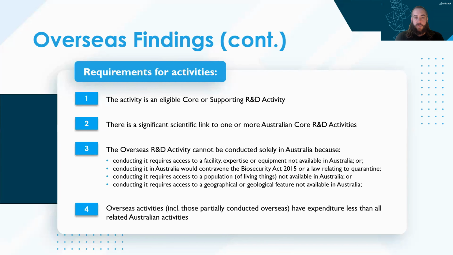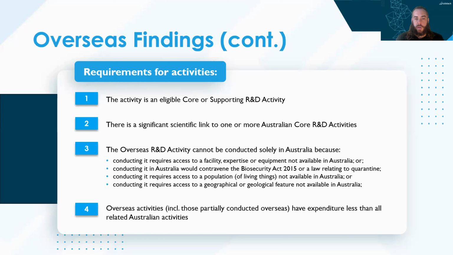So where you have an overseas activity, you must demonstrate, if you want to apply for a finding, these 4 requirements. Number 1, you must show that the activity is an eligible core or supporting R&D activity. That's fairly straightforward as to why that would be the case. Number 2, you must be able to demonstrate that there is a significant scientific link to one or more Australian core R&D activities. So it's part of a broader project that also includes Australian activities.